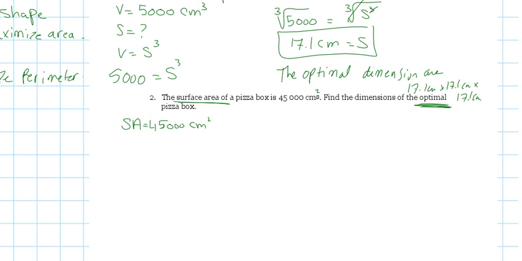What formula am I going to use? The surface area formula, which is 6s squared, right? Because the surface area is given to me. So since the surface area is given to me, that's 45,000 equals 6s squared. Now what I want you to do, guys, is explain to me how can I isolate for that side.